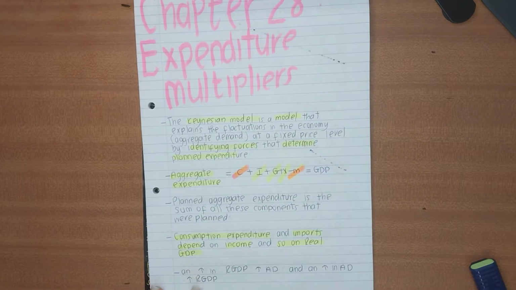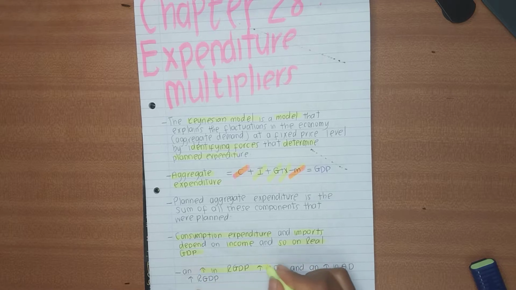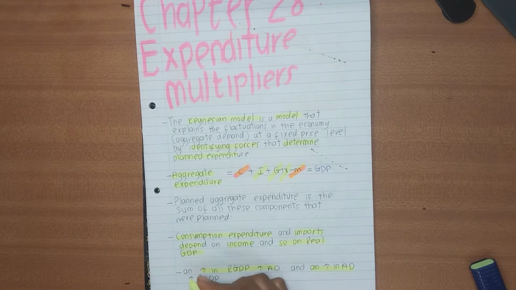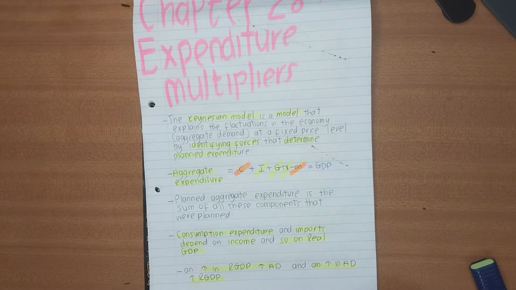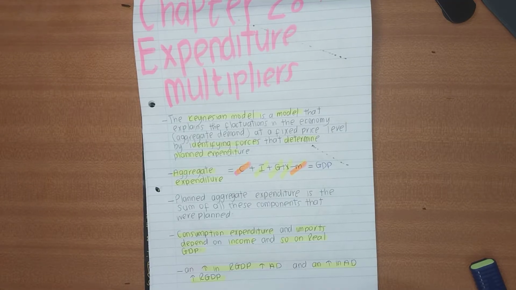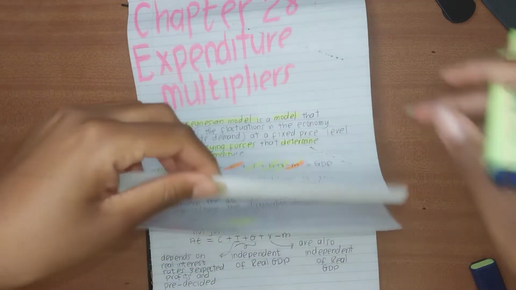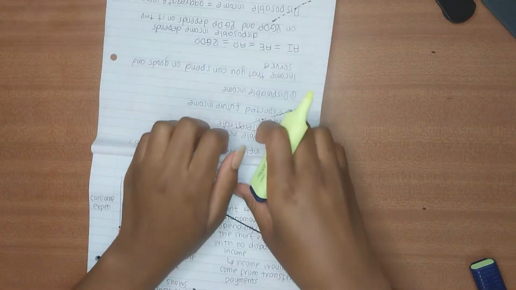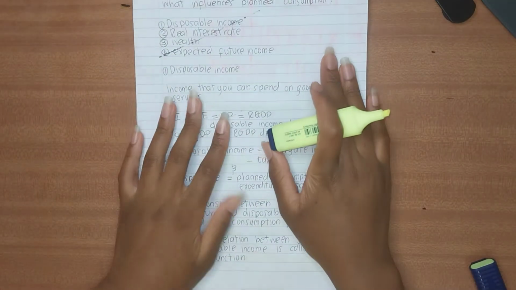An increase in real GDP increases aggregate demand, and an increase in aggregate demand increases real GDP. That's the two-way link that we look at in this chapter: whenever you have an increase in real GDP, your aggregate expenditure is also going to increase, and when you have an increase in demand, you're also going to have an increase in real GDP. This chapter is a bit long, so I'll try to be as fast as I can, but leaving no one behind.